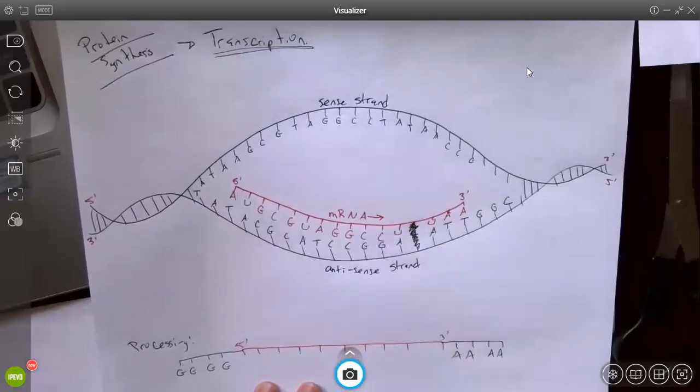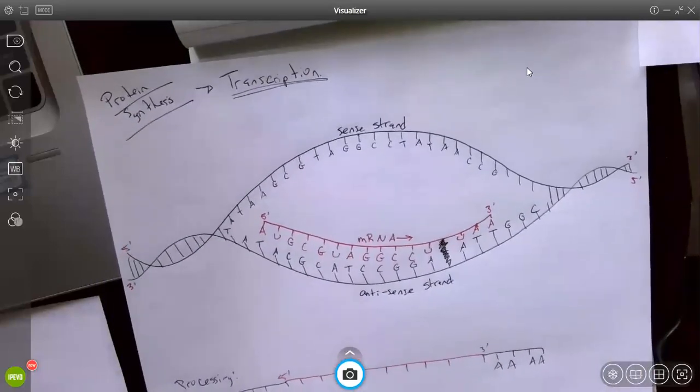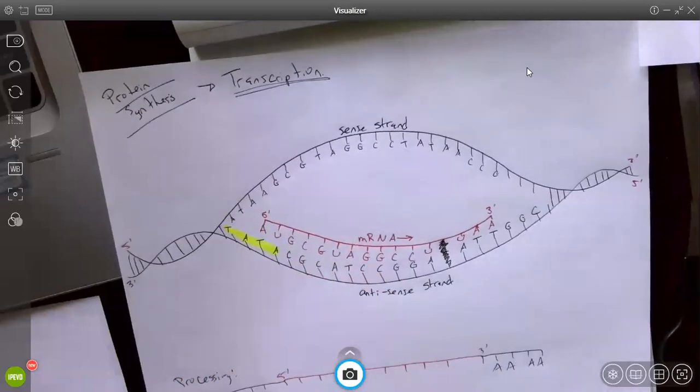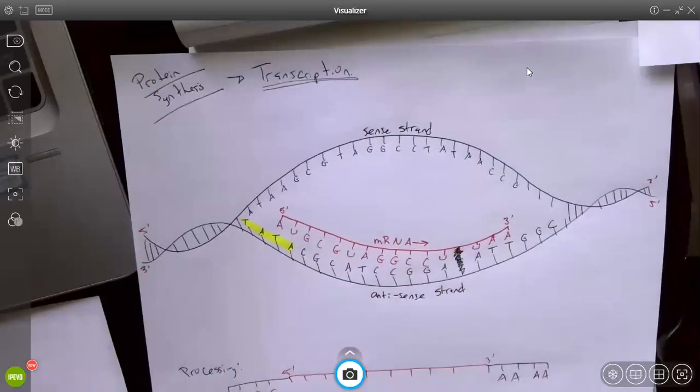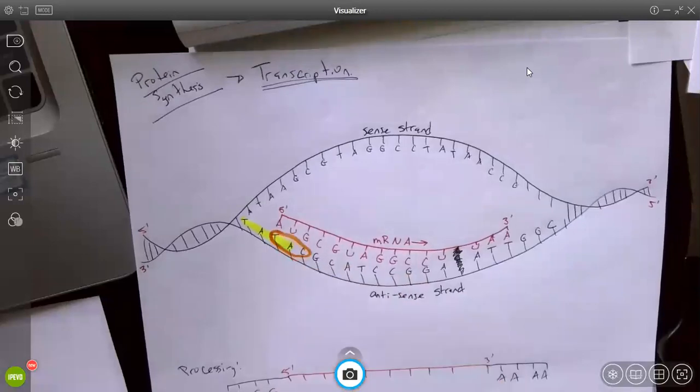So again, this is going to all start at a little something called the TATA box, which is right there. That is the promoter sequence. That is where the RNA polymerase would bind onto in order to start building this mRNA. And then the initiator codon is right here, the TAC. So that's where it actually starts building the mRNA.